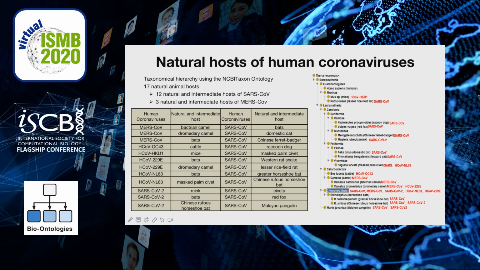Its intermediate hosts include those that have been identified, like masked palm civet and raccoon dog. SARS-CoV also has been detected in smaller animals, for example, lesser rice-field rat, red fox, and domestic rat. And for MERS-CoV, its natural and intermediate hosts include bats, dromedary camels, and Bactrian camels.